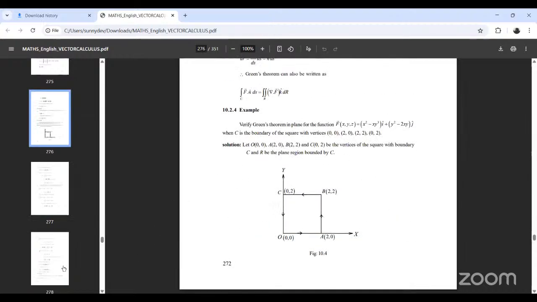So here, along here, see, the value is changing from 2 to 0. So 2 is the lower limit and 0 is the upper limit. Okay?